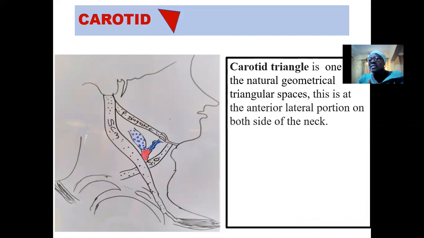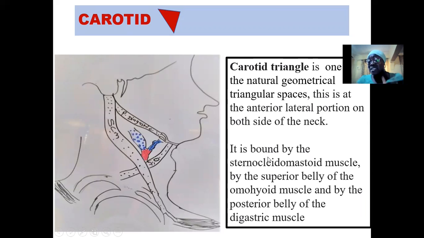From the name, it is a triangular geometrical space. Of course, we know that we have a lot of triangles in the neck, and this is one of them. The borders are formed by muscles. The base of this triangle is formed by the anterior border of the sternocleidomastoid muscle. This muscle extends from the mastoid process of the temporal bone, and it is inserted on the sternum and the clavicle downwards. And that is where you have the origination of the name: the sternum, the clavicle, and the mastoid.